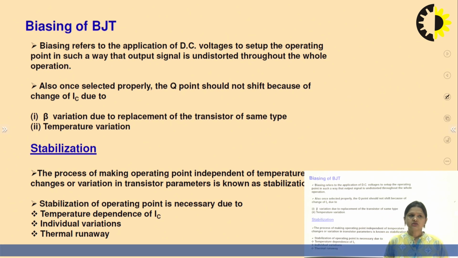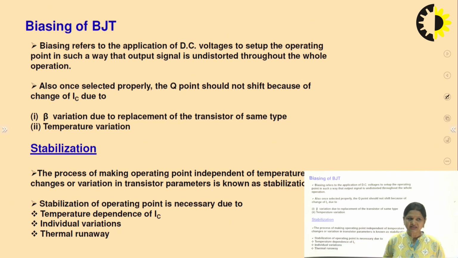So there are so many biasing schemes, but before moving towards the biasing schemes, we should know the basic need of stabilization of the biasing. In the previous slide, we have seen that biasing is required to bias our device in a desired operating region. For example, I am talking about the active region, so the emitter base junction should be forward biased and the collector base junction should be reverse biased.